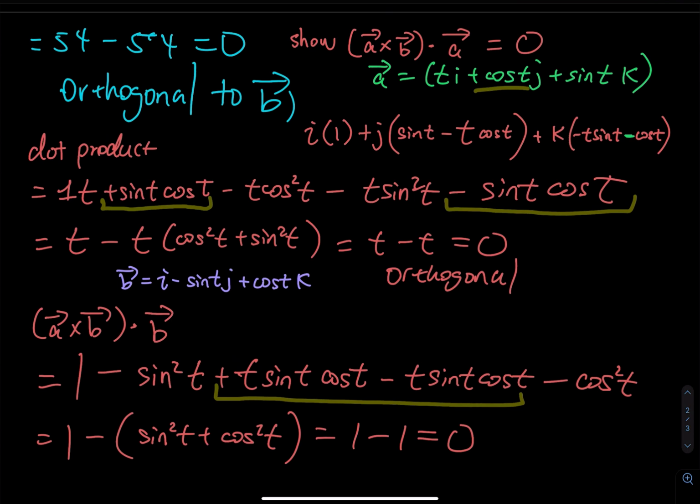What that means is the cross product, this vector, is orthogonal to vector B, and now this is the happy ending. That is the end of this video.